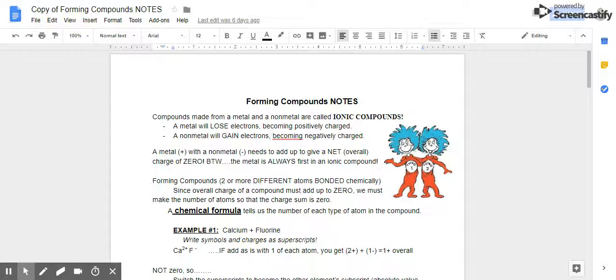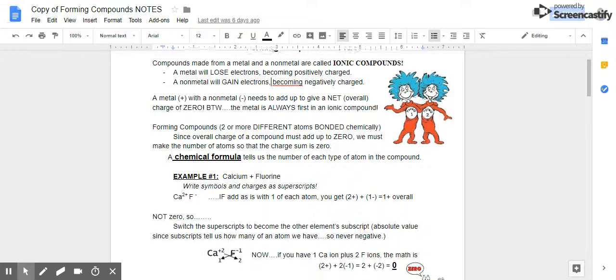So again, we talked about this in class, that your ionic compounds are going to consist of two pieces, the metal and the non-metal. Because it's always going to be a cation and then an anion, your metals are going to be the ones losing electrons, so they become positively charged. And your nonmetals will gain the electrons, becoming negatively charged. So a metal with a positive and a nonmetal with a negative. They have to end up with a net overall charge of 0.